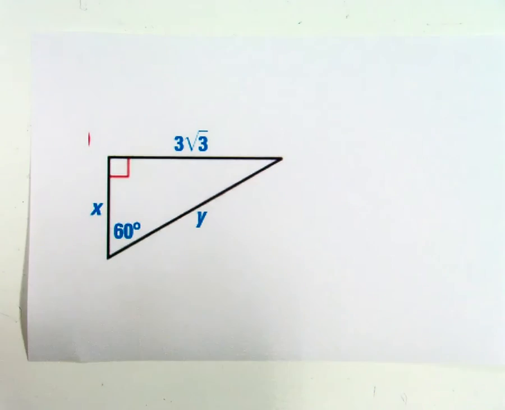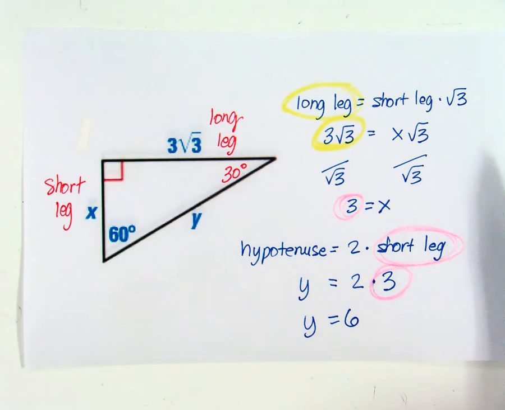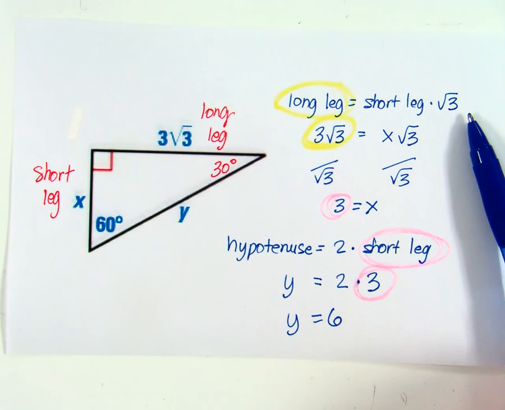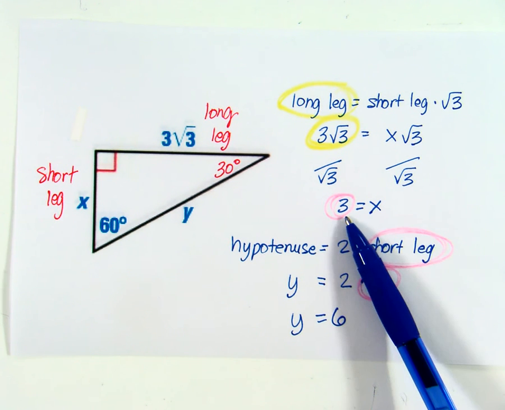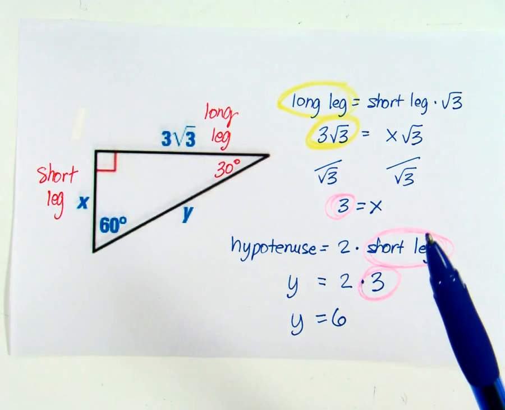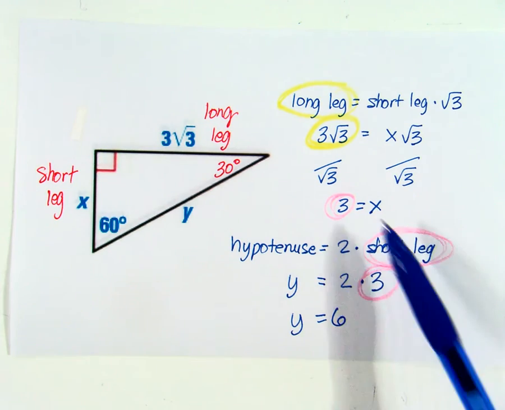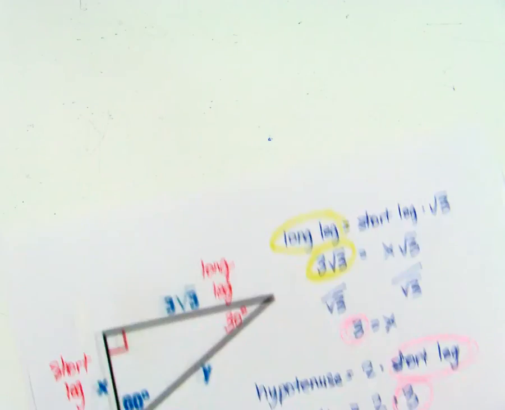The next one up, the next example. Give it a try. And here's the solution. Again, we write our two phrases from the theorem. Long is the short times the square root of 3. Plug it in, substitute in, and find the value of the long. Excuse me, the short. Then hypotenuse equals 2 times the short. Substitute in the value of the short and get the value of the hypotenuse.